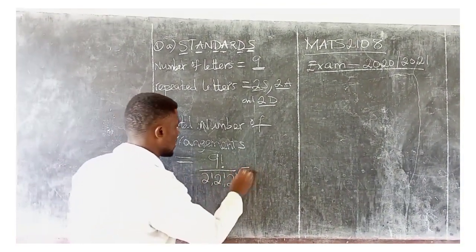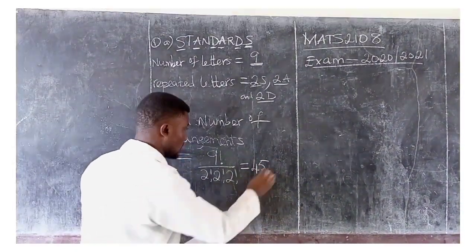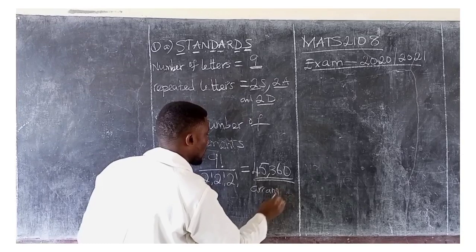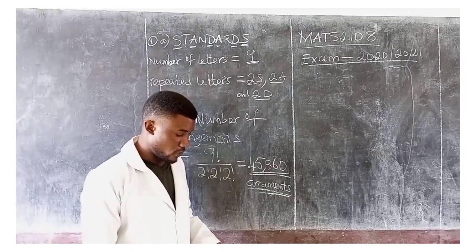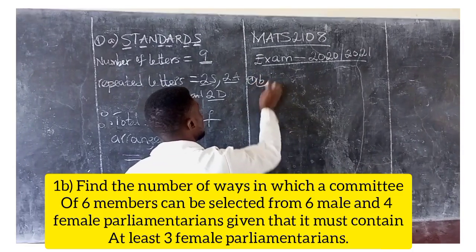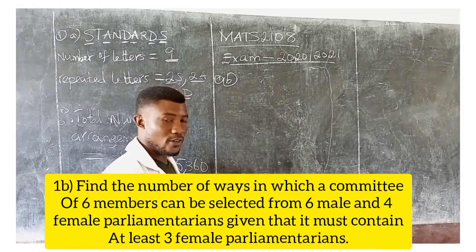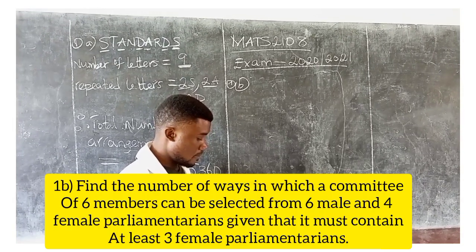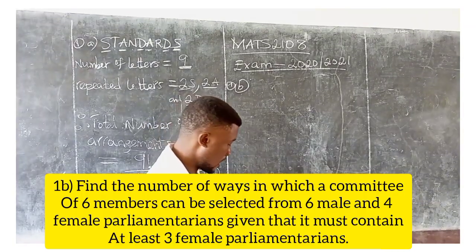If we simplify all of this, it gives us a total of 45,360 arrangements, which completes the solution for the first part of question number 1. Then, the second part, B, was still on number 1. The B part says, find the number of ways in which a committee of 6 members can be selected from 6 males and 4 females parliamentarians, given that it must contain at least 3 female parliamentarians.